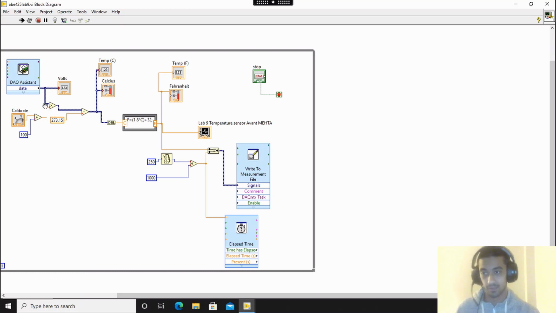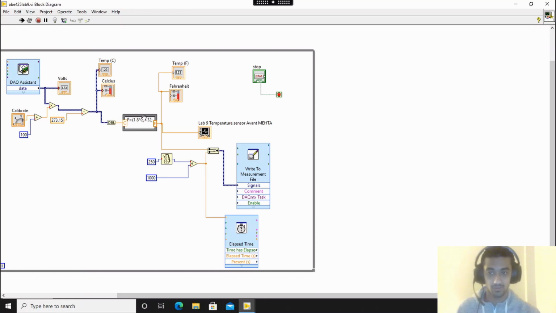That value gets multiplied with the output from the DAQ assistant, and then 273.15 is subtracted from that to convert from Kelvin to Celsius. And then the Celsius output gets outputted to the temperature reading, both the temperature scale value as well as the numeric reading. It gets converted to a double.